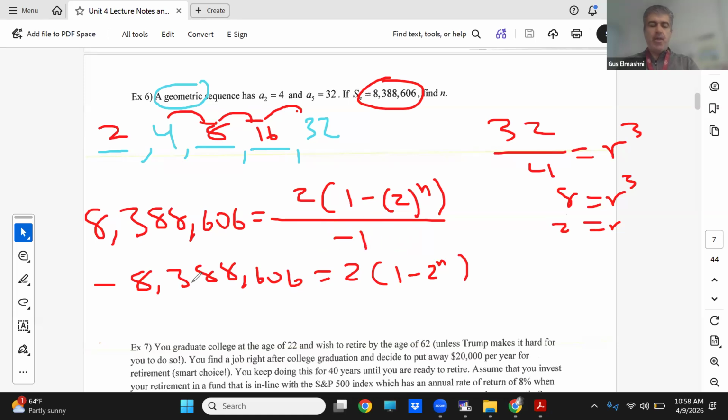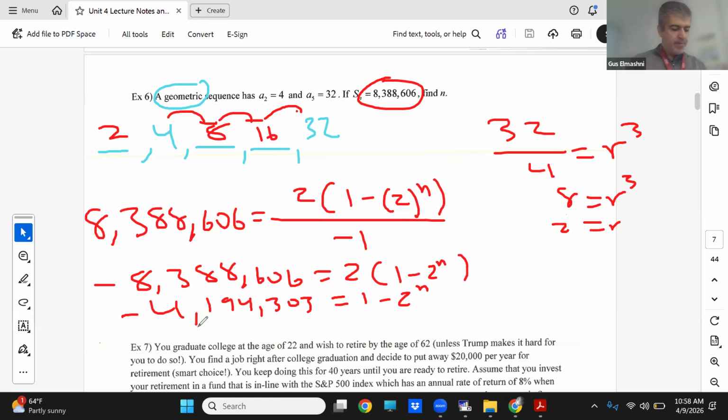Okay, so sorry, that's 41 million. My bad. Wait, no, divide by 2. Ah, I punched in wrong. That's my problem. It's like, well, that makes no sense. So 4 million, I was right. Negative 4,194,303 equals 1 minus 2 to the n power.